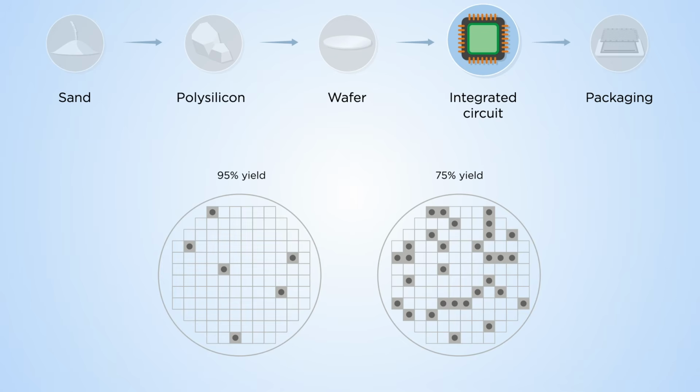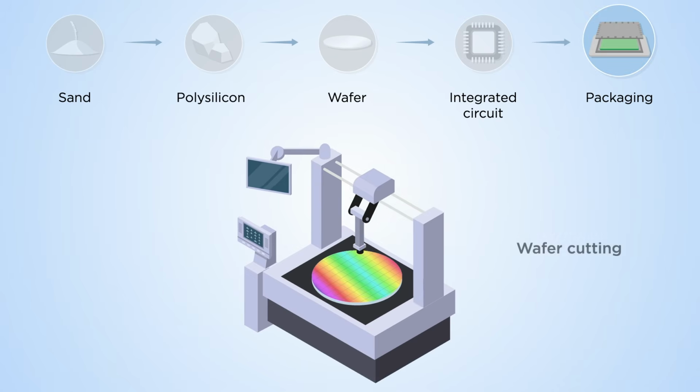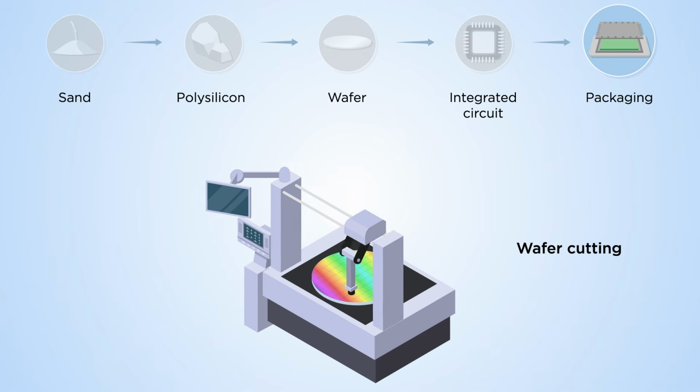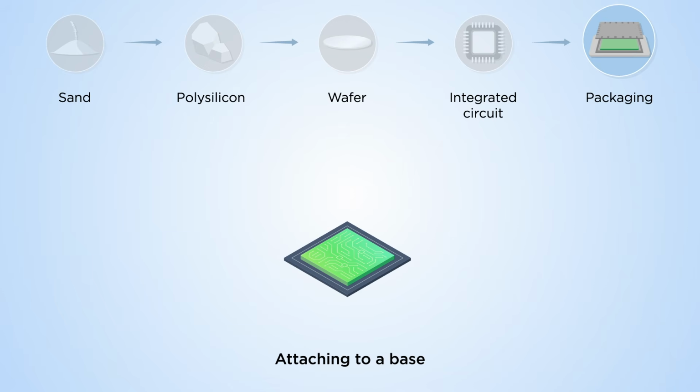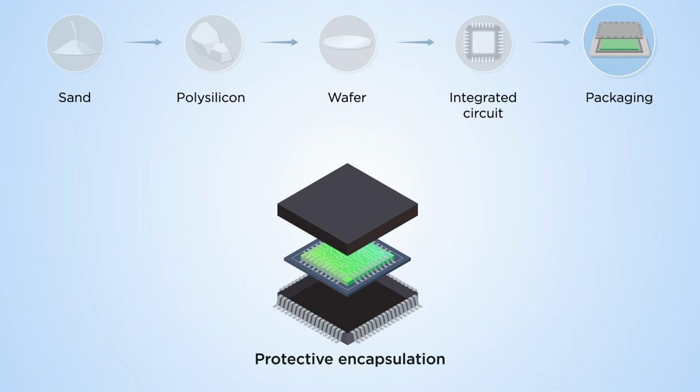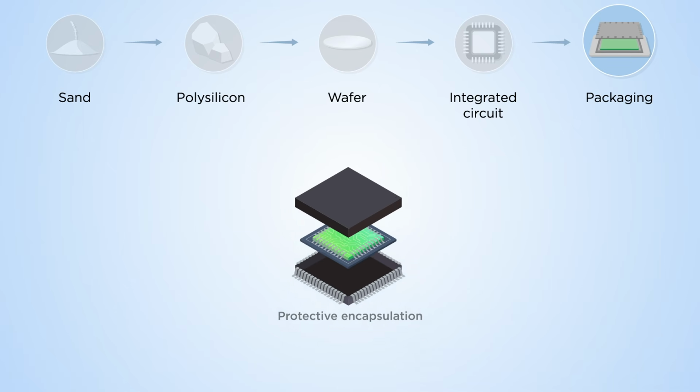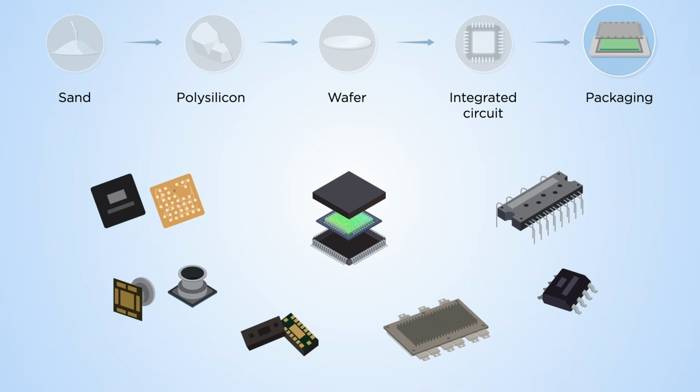Electrical testing checks if the completed integrated circuits meet quality control. To package the individual integrated circuits for easier handling, they're cut from the wafer and attached to a suitable base. Metal wires are bonded to metal contacts before encapsulation, which protects the integrated circuits from contaminants and the elements.